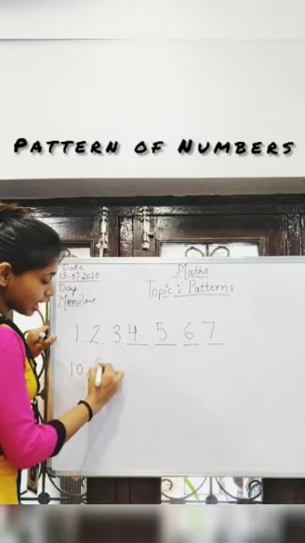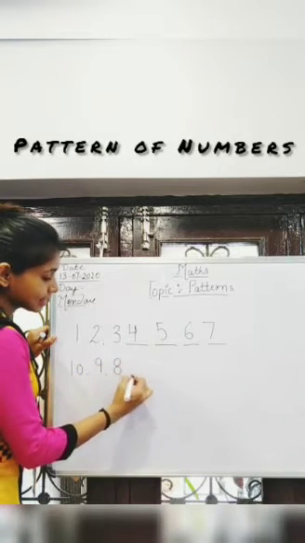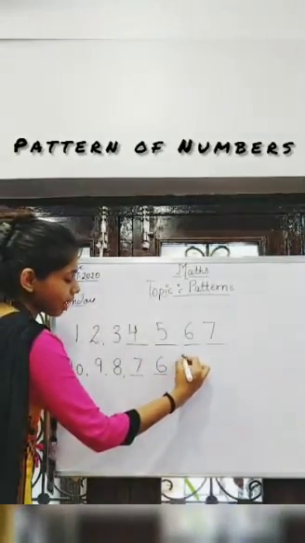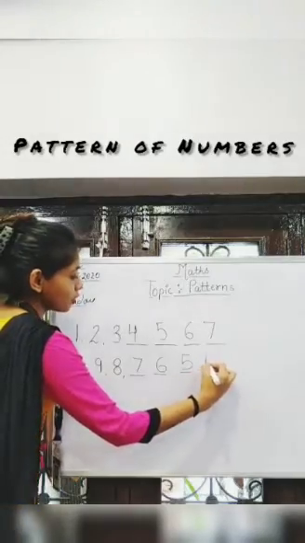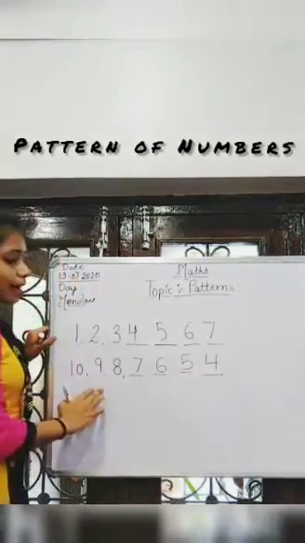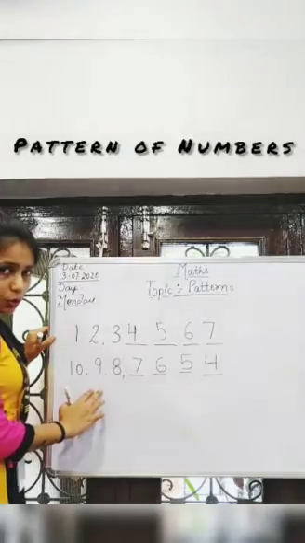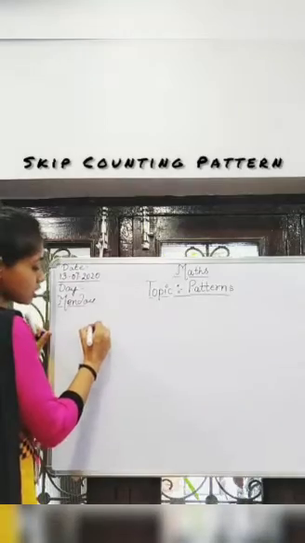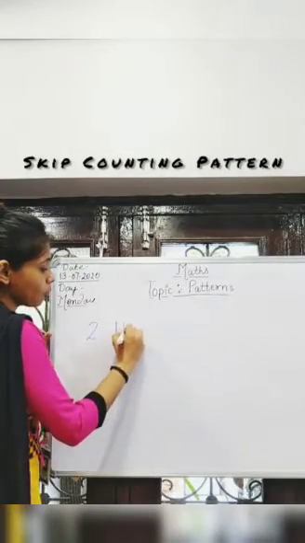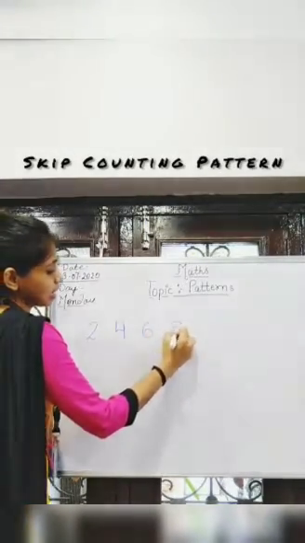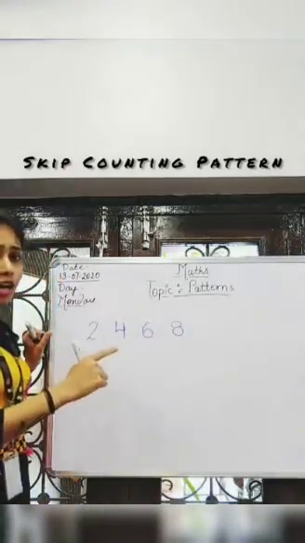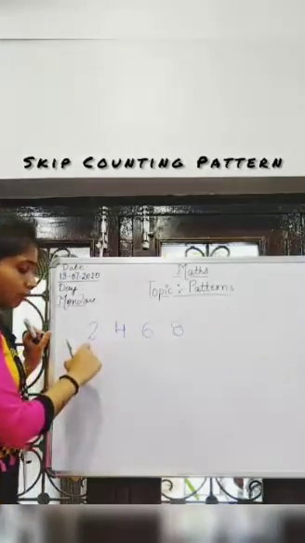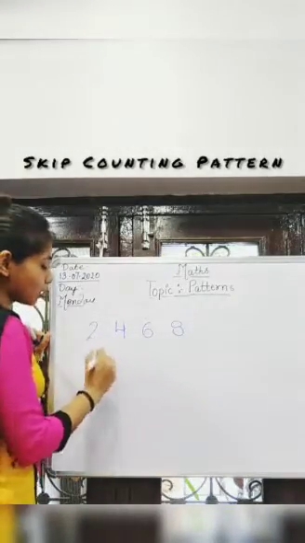10, 9, 8, 7, 6, 5, 4. You can call this pattern a backward pattern also, and this one a straight pattern: 2, 4, 6, 8. Here we are skipping one number, and with the help of skipping one number we get the next number. Here we are following the skip pattern of counting.